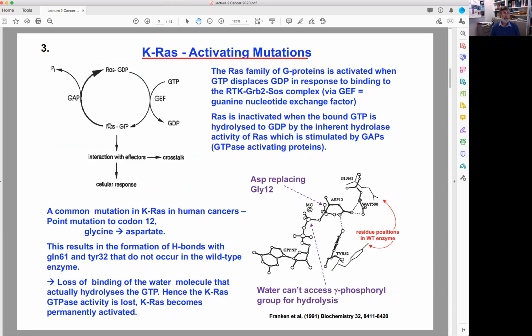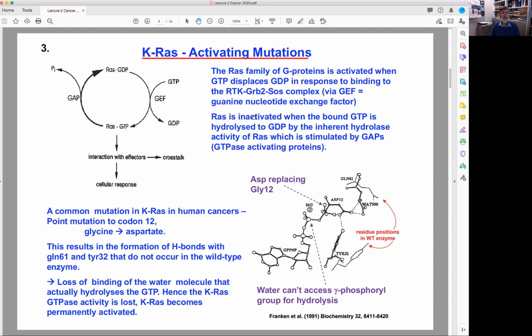So we're going to just again look at how KRAS is activated, and then we're also going to look at some activating mutations. So the RAS family of G proteins is activated when GTP displaces GDP in response to binding of the receptor tyrosine kinase. That was the receptor we just saw on the previous slide. GRB2 SOS complex, generally it's called a GEF, which equals a guanine nucleotide exchange factor.